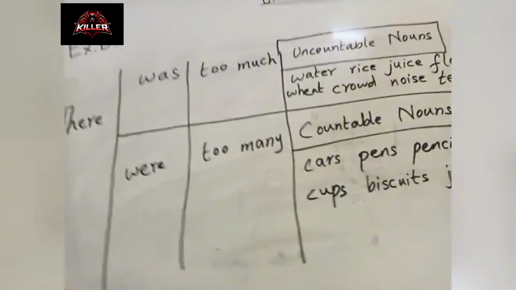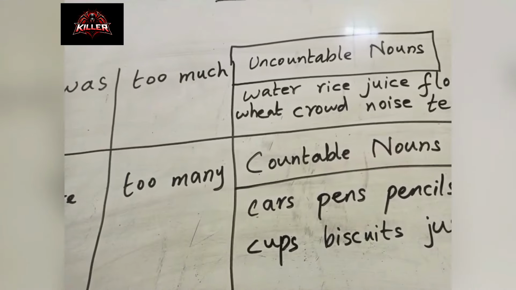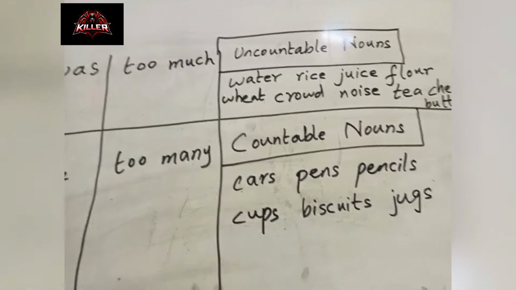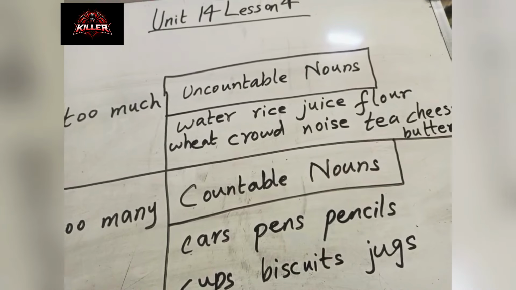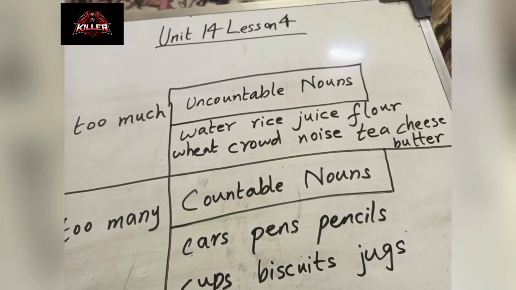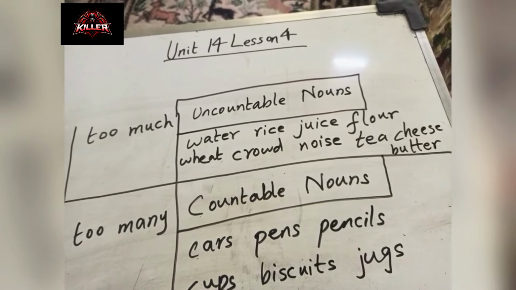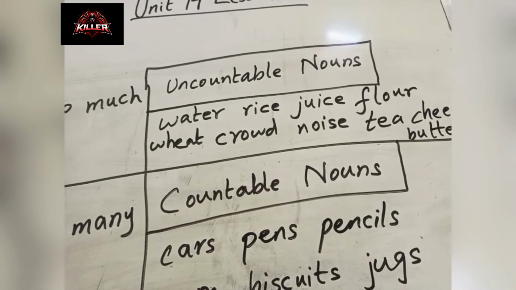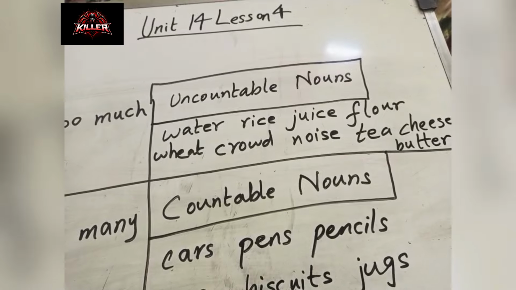Now, where will you use too much and where will you use too many? You are going to use too much with uncountable nouns and you are going to use too many with countable nouns. Now, what are uncountable nouns? The simplest way to understand uncountable nouns is that we cannot use numbers with them. For example, we cannot say one water, two water, or one rice, two rice, or one tea, two tea.